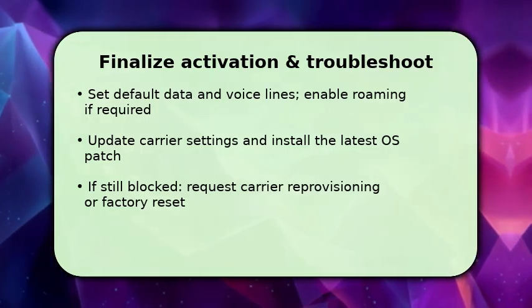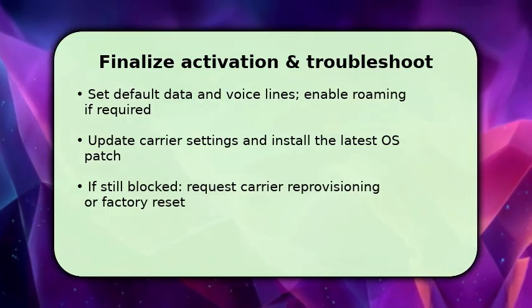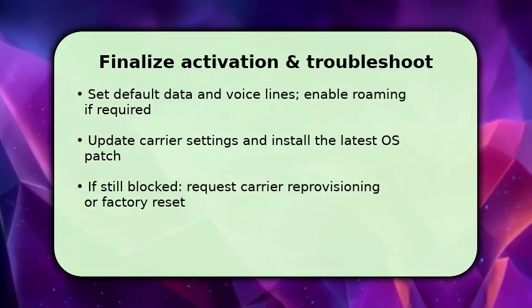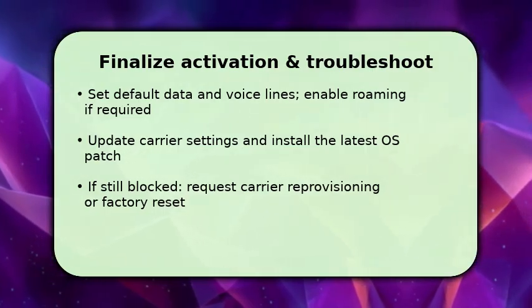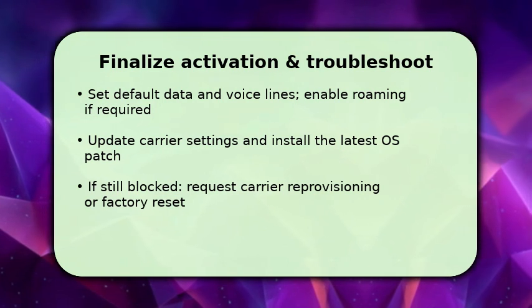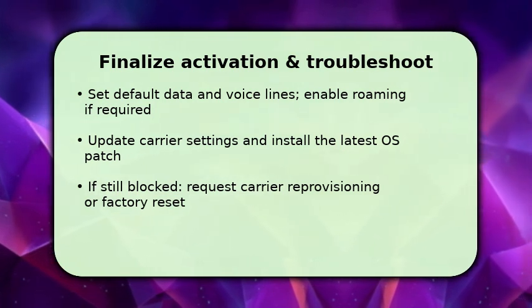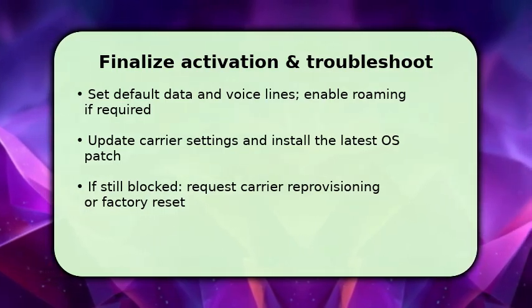Next, update carrier settings and install the newest OS patch to ensure compatibility between carrier profiles and modem firmware. If you still see SIM not supported, ask the carrier to reprovision the eSIM or supply a new activation code. As a last resort, backup your data and perform a factory reset. That often clears provisioning conflicts.